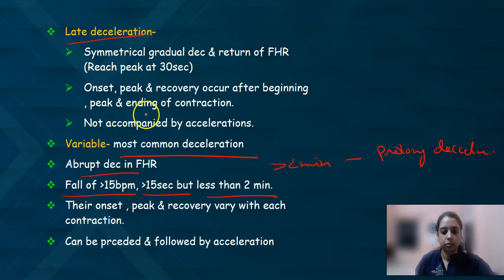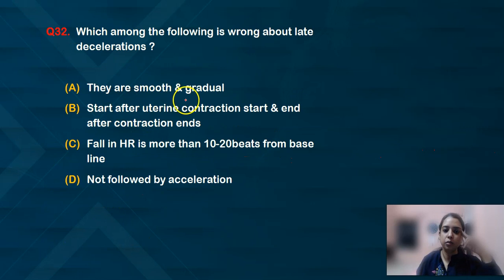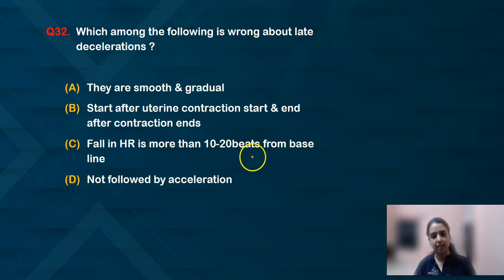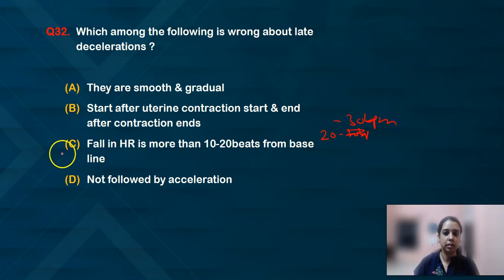Okay, now let's get back to the question. They are smooth and gradual, correct. Start after the contraction starts and end after the contraction ends, correct. Fall in heart rate is more than 10 to 20 beats, not followed by acceleration. Fall in heart rate basically is not more than 20 to 30 beats, so it is very close. It means the basic point is that the fall in heart rate is not very much. So this is not right, the fall in heart rate is not more than 10 to 20 beats. It is not followed by acceleration, that is true. Okay, so this is the best answer we can say.